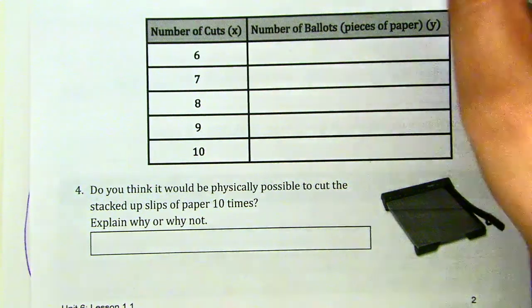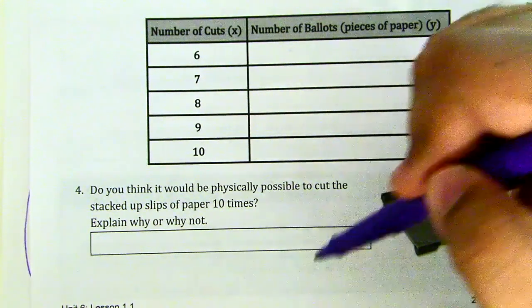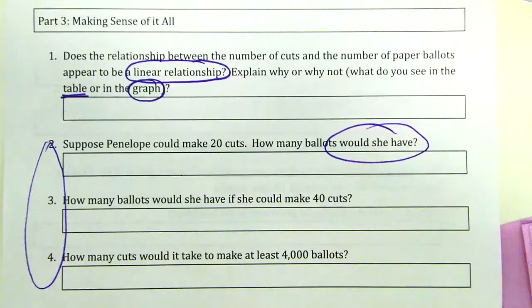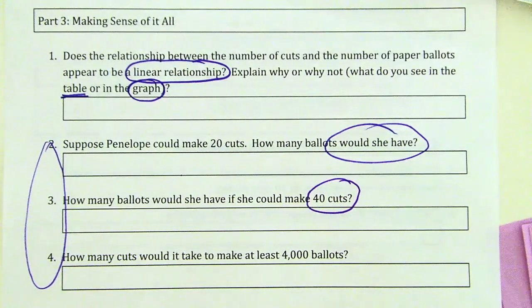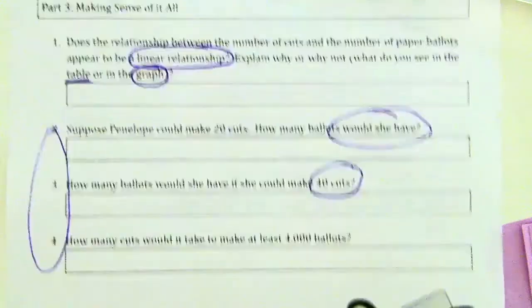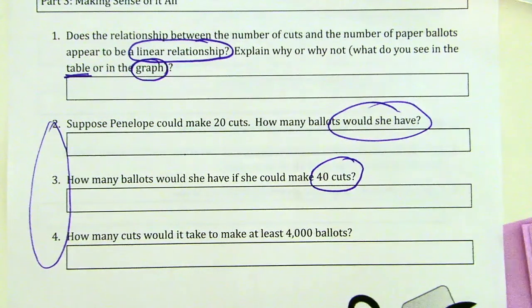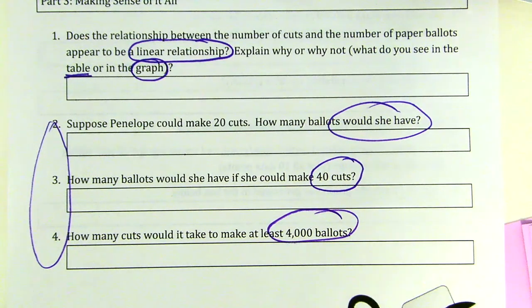So again, you're going to see a pattern. The pattern continued down to here. So if you were to continue that pattern down to 20 cuts, how much paper would she have? And then again, if it went down to 40 cuts, that's even more. How many paper ballots would she have? And at this point, you might start to think, is there a faster way for me to answer these questions? And there is. I want to see if you can come up with it yourself. If not, we'll see it in the next lesson. Last question is going to be, how many cuts would it take her to make at least 4,000 ballots? Okay, so good luck. If you have any questions, the Zoom session will be live and active. Good luck.